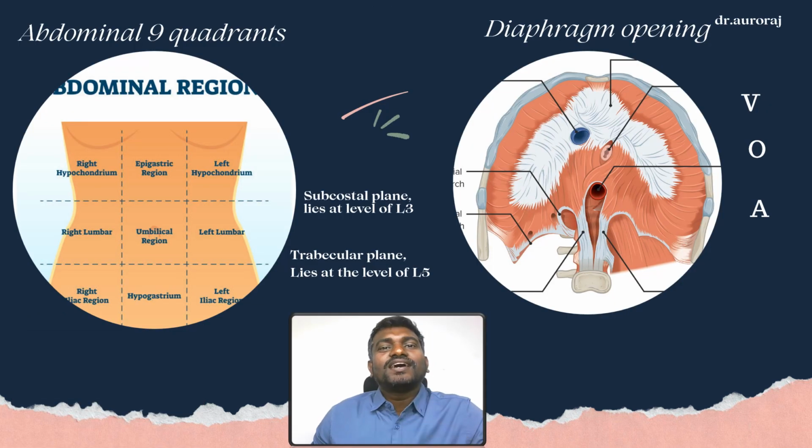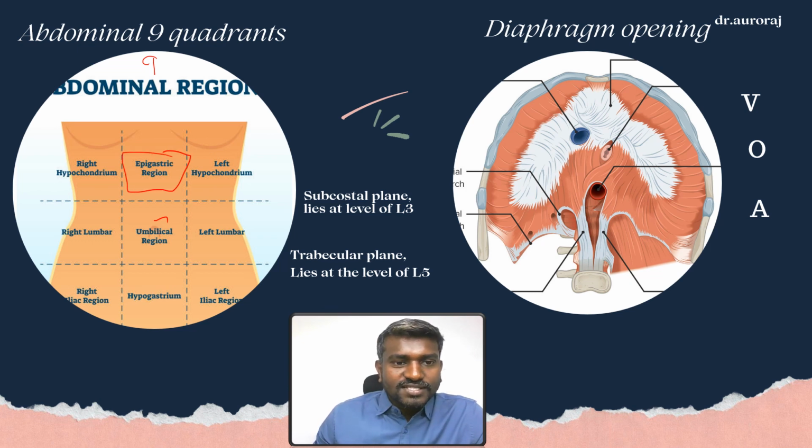Let's look at the abdominal region. There are going to be 9 regions. Let's start with the umbilicus. This is called what? Umbilical region. Just above here is the stomach. It is called the epigastric region, and down below is the hypogastrium. Towards the left side and the right side are the right hypochondrium and left hypochondrium, and this is the lumbar, and here we have the right iliac region and the left iliac region.